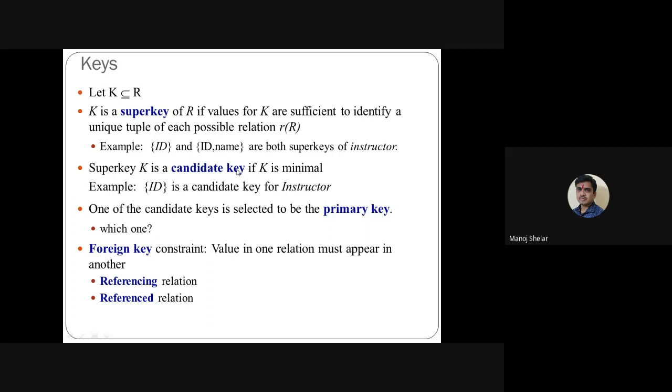A super key K is a candidate key if K is minimal. ID is a candidate key for the instructor, no problem, because ID is a key attribute in the relation. One of the candidate keys is selected to be the primary key. Which one? Foreign key. I think this concept is clear: primary key, foreign key, candidate key, and super key.